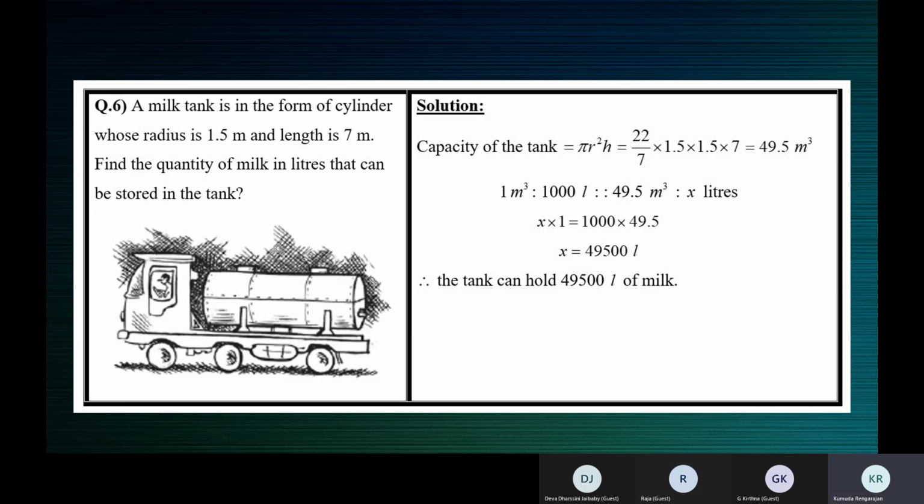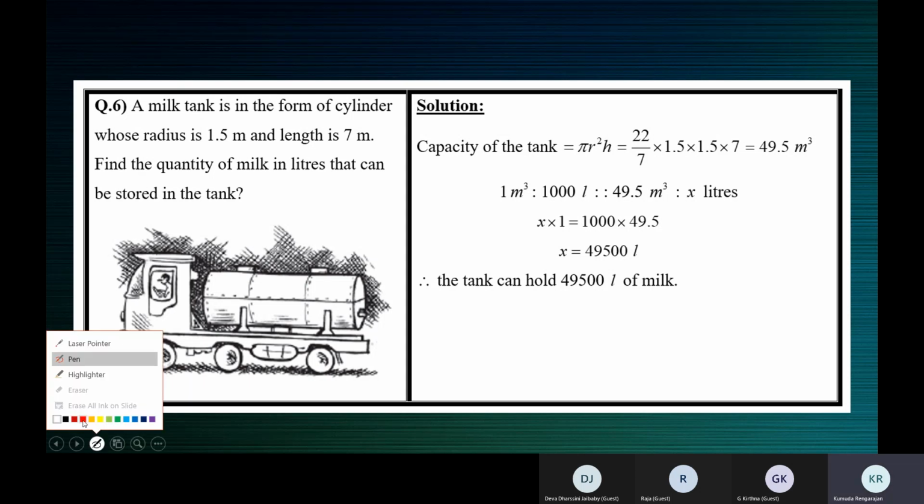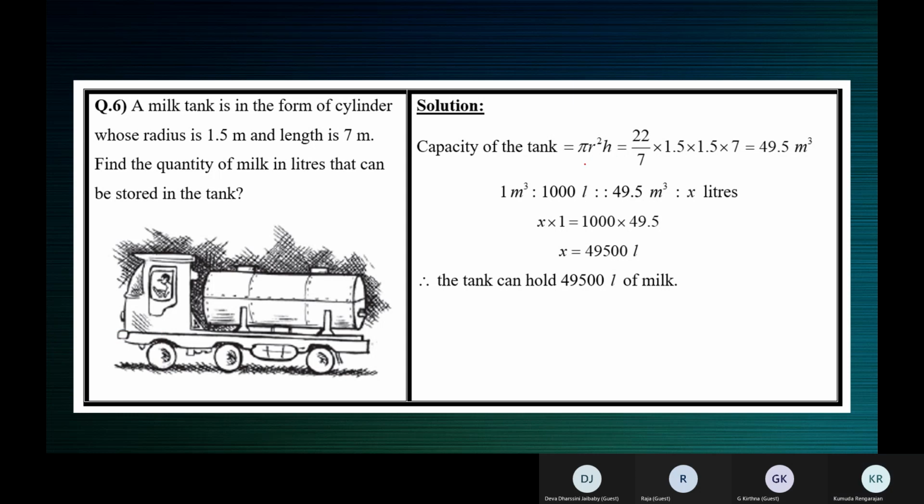Okay, now look at the answer. So we'll first find the capacity of the tank using the values of R and H. You can see it here. Please work this and you will get the capacity in meter cube because the radius and height are in meters. Now see the conversion. 1 meter cube is 1,000 liters. 49.5 meter cube is how many liters? Isn't it easy to convert? Please acknowledge, class.